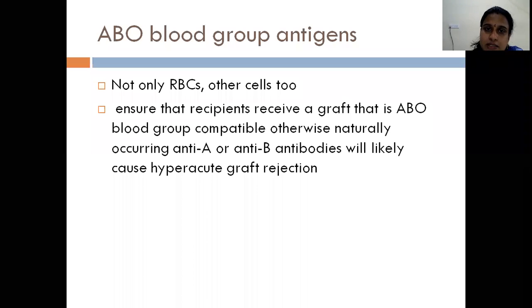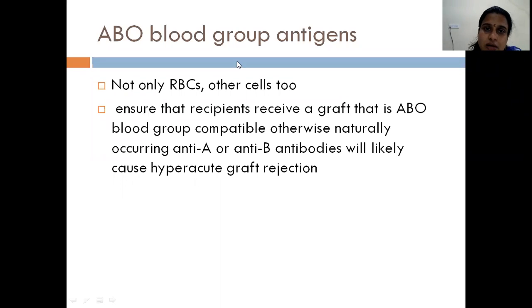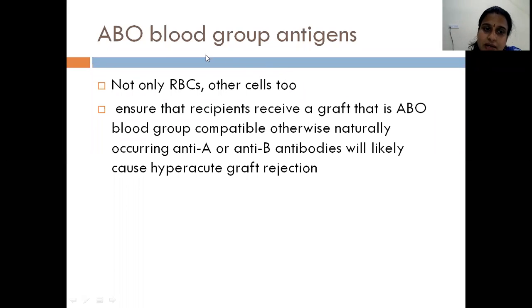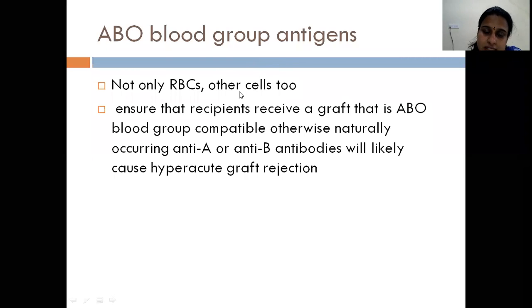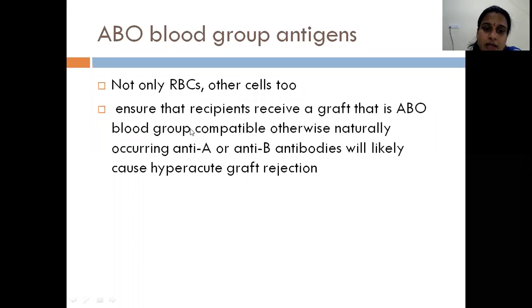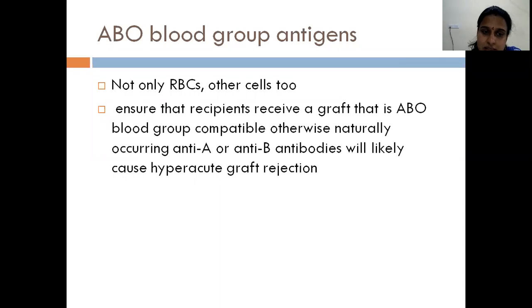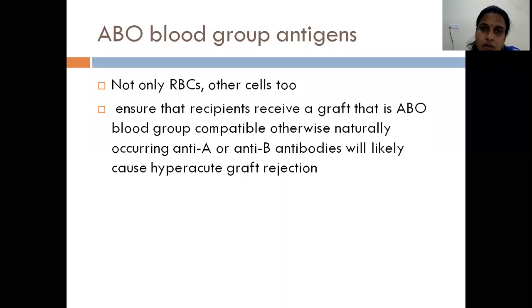The ABO blood group antigens, as the name suggests, are not confined to the blood cells or the RBCs. There are other cells also that contain these ABO blood group antigens. So we have to ensure that not just the blood matches, but also that the recipients receive a graft that is ABO blood group compatible. Otherwise, there are naturally occurring anti-A or anti-B antibodies in the recipients against the donor antigens. So there will definitely be a hyperacute, or the very first, rejection in transplantation.